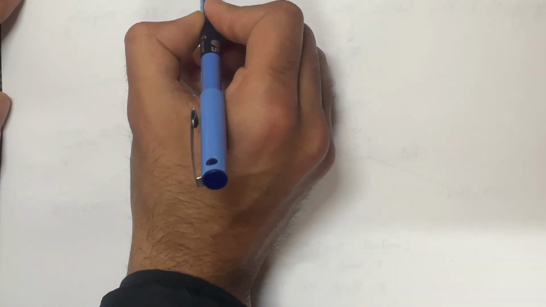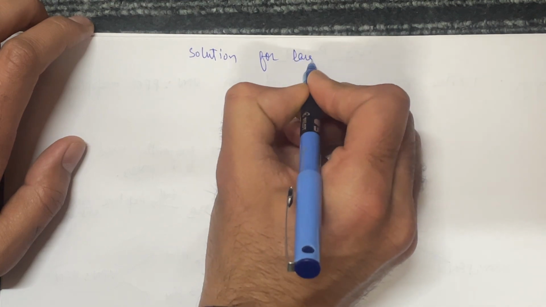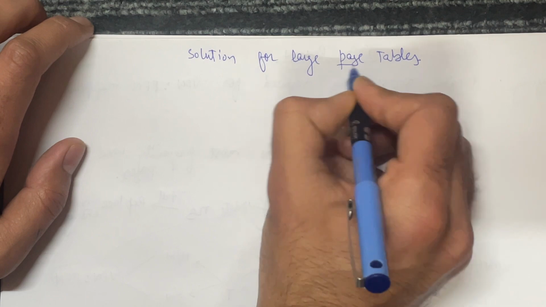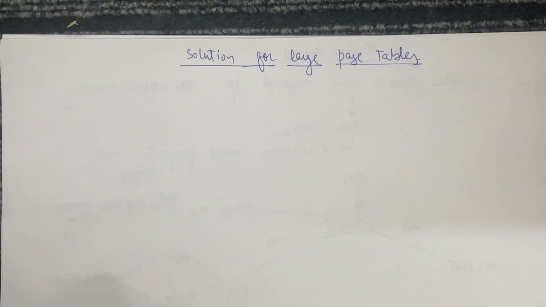Now in our next lecture, we are going to find the solution for large page tables. So we said that page tables have a large size. We need some mechanism to decrease the size of page tables.